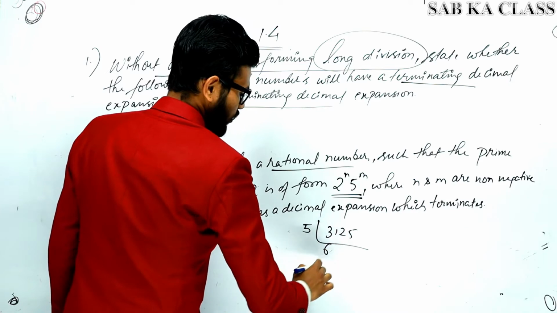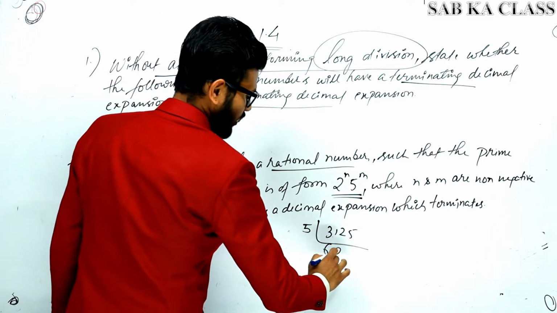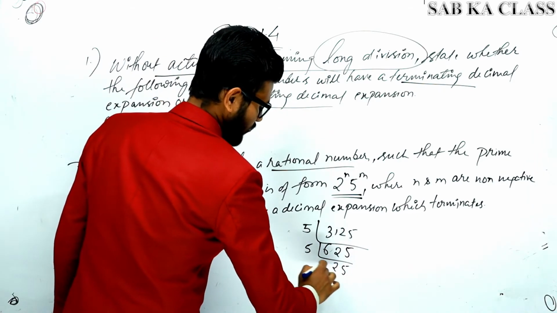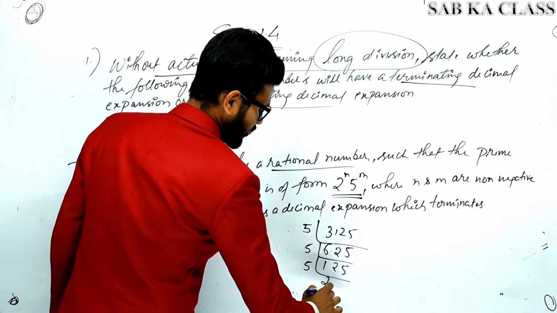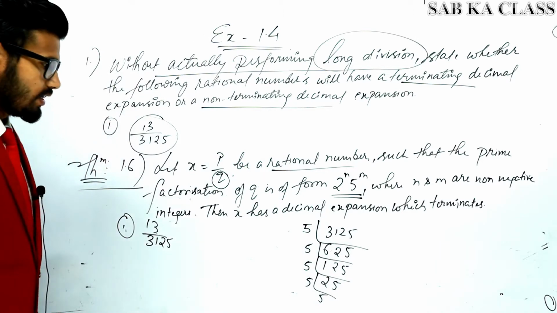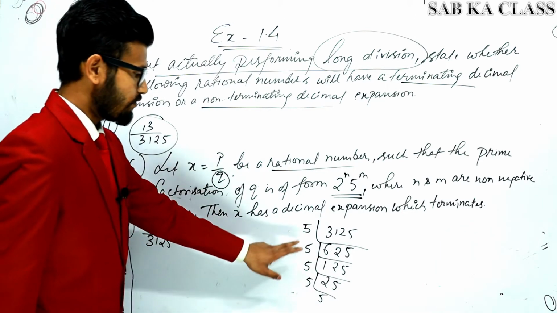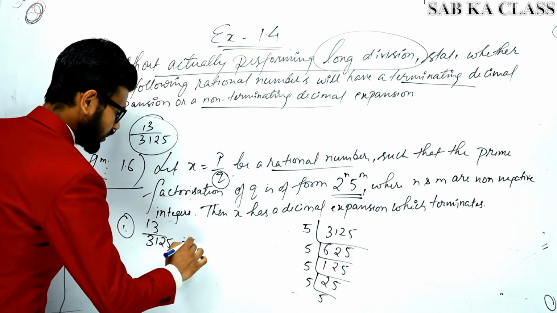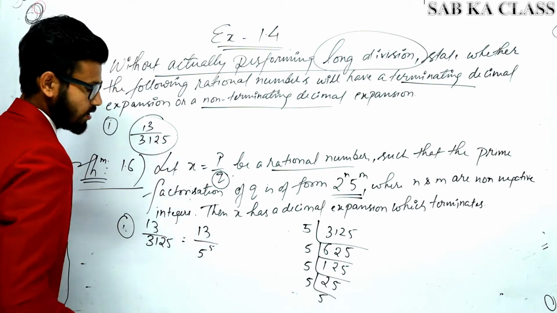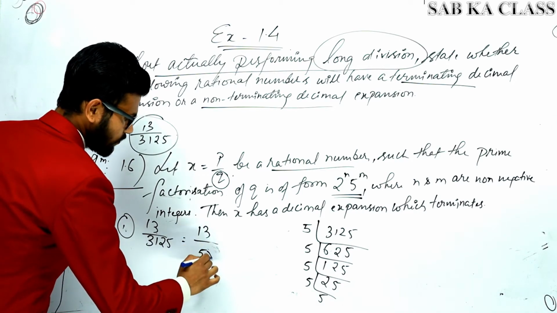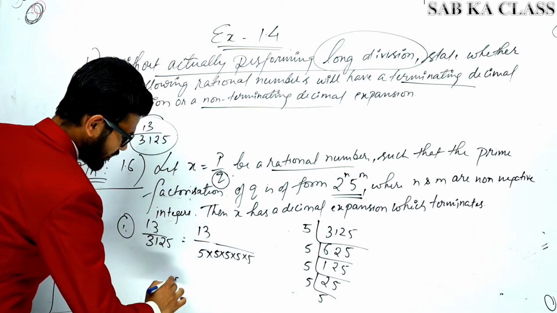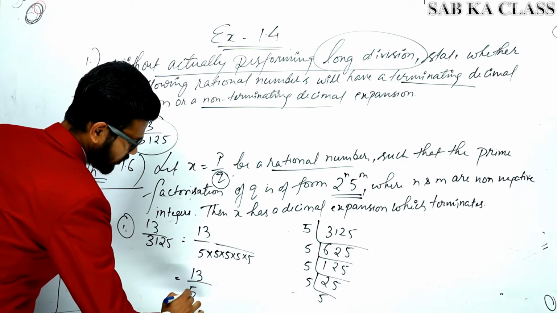5 sixes are 30, 5 twos are 10, 5 fives are 25. You can see the factorization of 3125 is 5 times 5 times 5 times 5 times 5. That means we can write 13 by 3125 as 13 by 5 to the power 5, which is five 5s: 1, 2, 3, 4, 5.